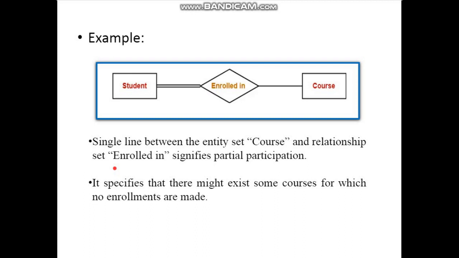Okay, so this is the participation concept in your database, how the entities are involved and how they are going to make total participation and partial participation. Double line indicates total participation and single line indicates partial participation.